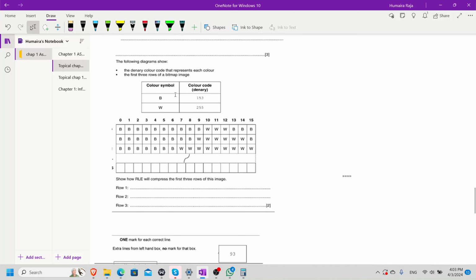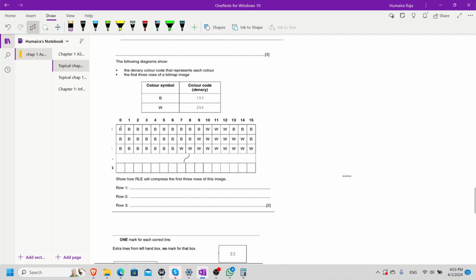And now you can see a table where you have been given the color symbols P and W and their equivalent code. So you have to write down how you can write this code into its equivalent run length encoding, right? So how basically it is compressed, you have to write for row 1, row 2 and row 3. You can see there are 3 rows, and the last one is empty. We just need to write the answer for rows 1, 2 and 3.